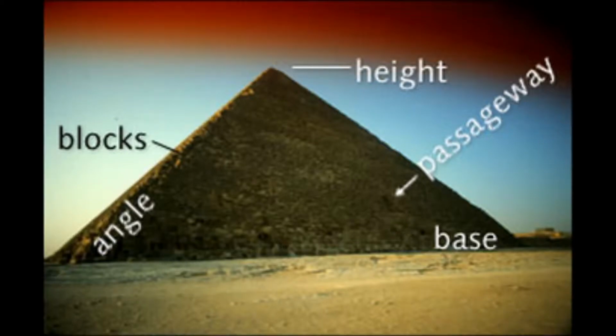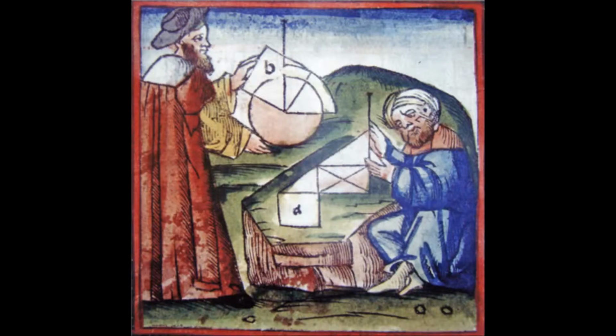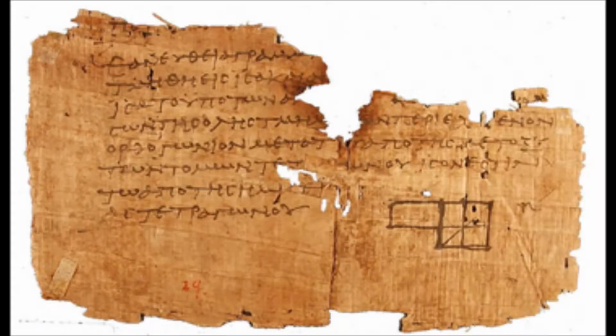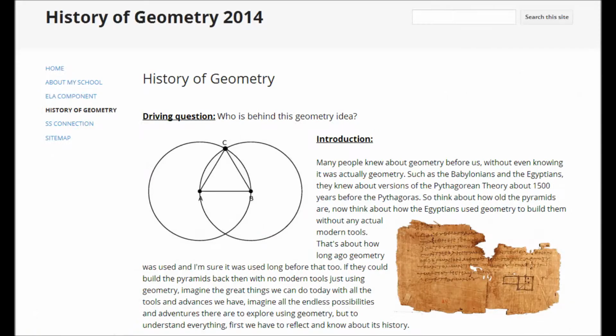And now think about the Egyptians and how they used geometry to build them without any actual modern tools. That's about how long ago geometry was used, and I'm sure it was used long before that too. If they could build the pyramids back then with no modern tools, just using geometry, imagine the great things we can do today with all the tools and advances that we have to this day.